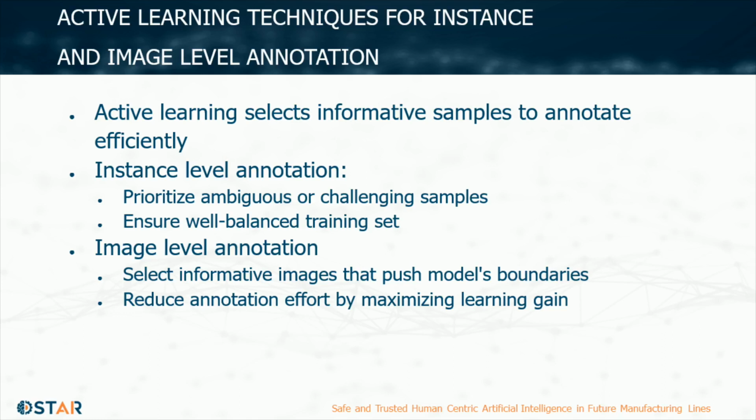Active learning can also help in selecting representative samples from different object classes, ensuring a well-balanced training set. In the case of image-level annotation, active learning techniques can focus on selecting informative images that push the model's boundaries, promoting learning in cases where the model may otherwise struggle. This strategy can help in reducing annotation effort by prioritizing images that provide the maximum learning gain.